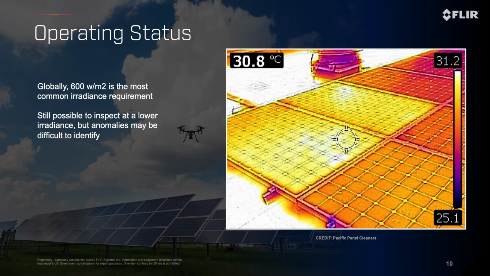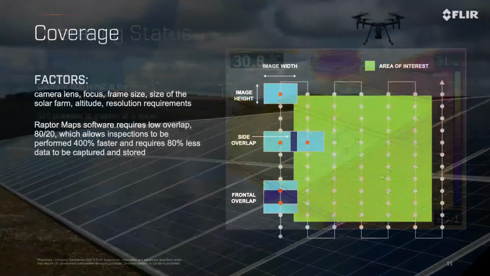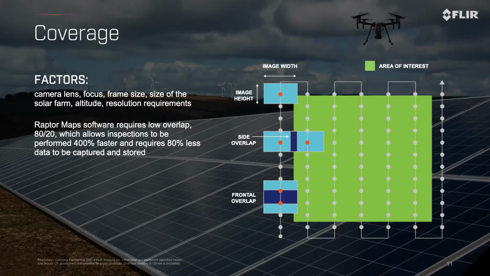So the lower the irradiance, the lower the odds are of you finding cell level anomalies. Austin, go over more about coverage and how it affects your data.